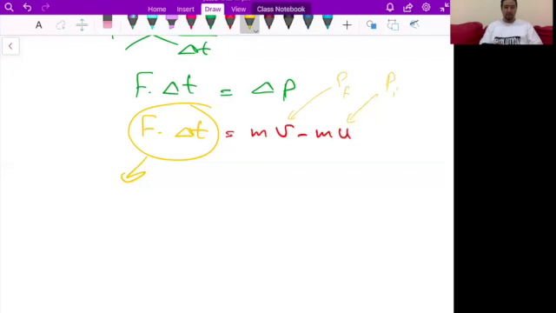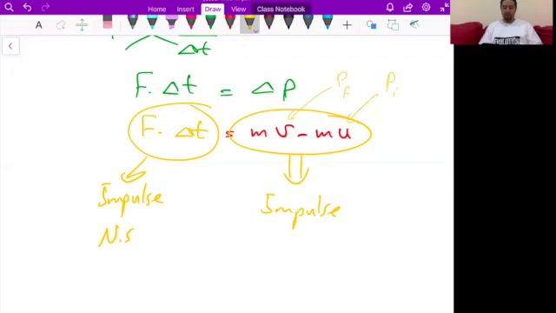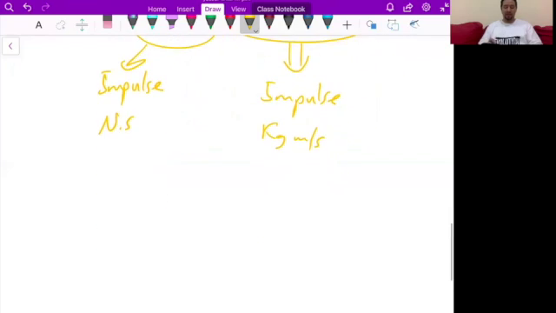F delta T is the force acting on an object during a small period of time, the product of force and the time of the change, to give us impulse. And the unit of impulse is Newton second. And also the change in momentum is equivalent to impulse, and its unit is kilogram meter per second. Newton second and kilogram meter per second are the same. So impulse and momentum both have the same unit.